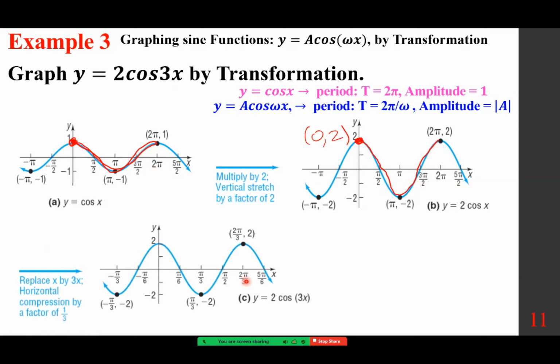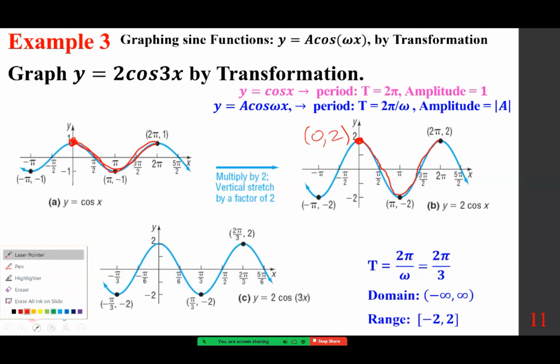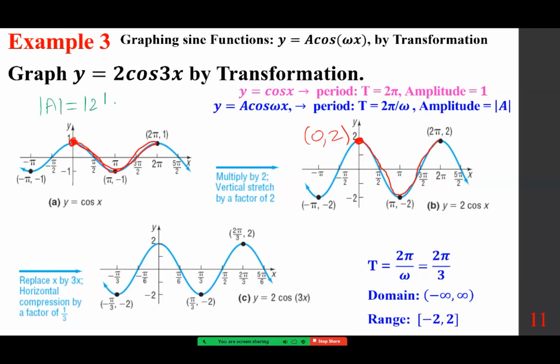So what happens here, over here we had 2 pi, now we have 2 pi over 3 as a result of this. And again, T is 2 pi over omega or 2 pi over 3. Domain is -infinity to infinity. Range has changed again because the amplitude has changed and the range has changed. All right.